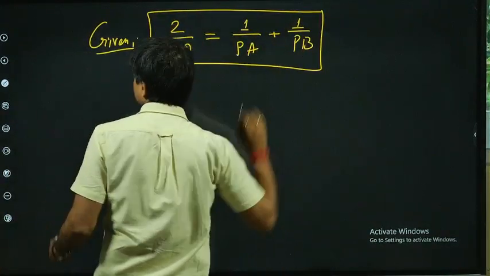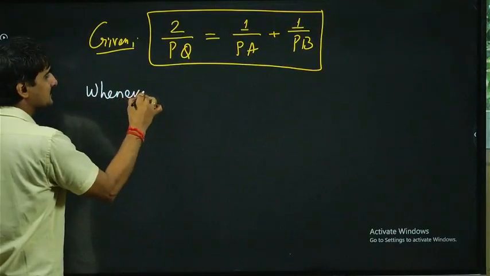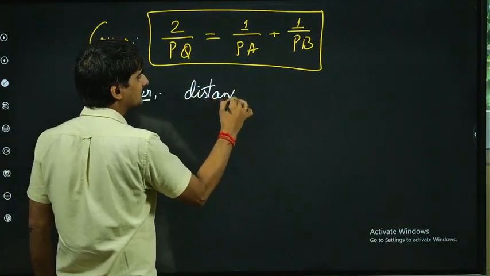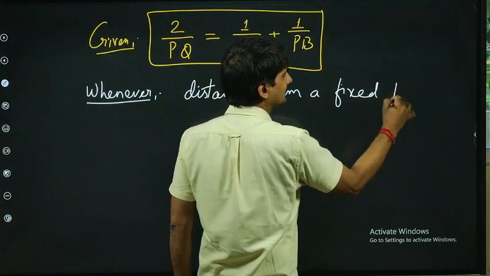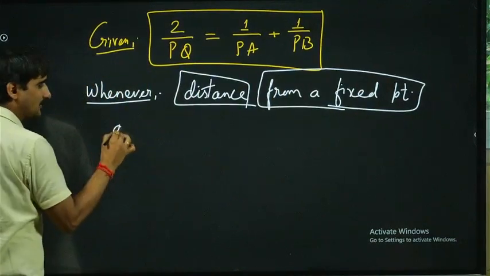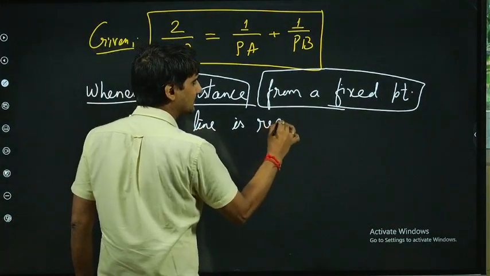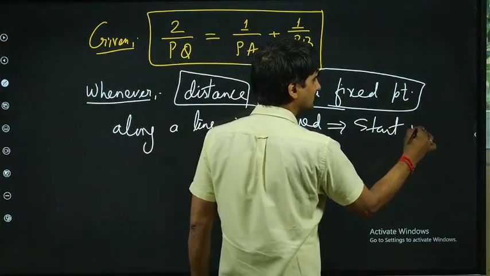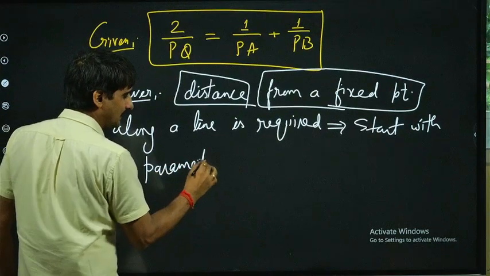Now look at this expression. See what I say, that's what I said. Whenever distance from a fixed point along a line is required, simply start with the parametric form of equation of line.